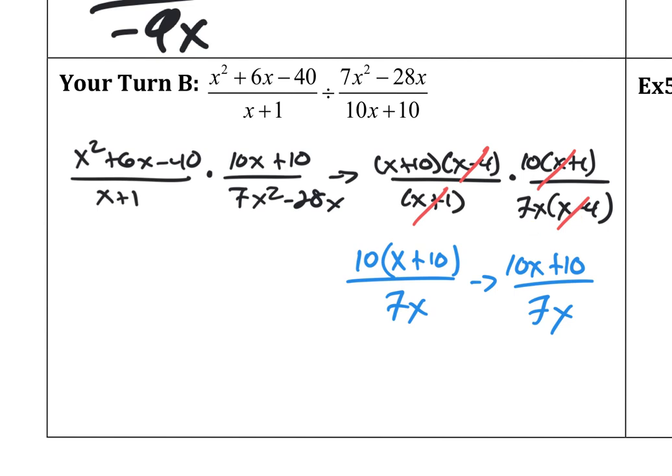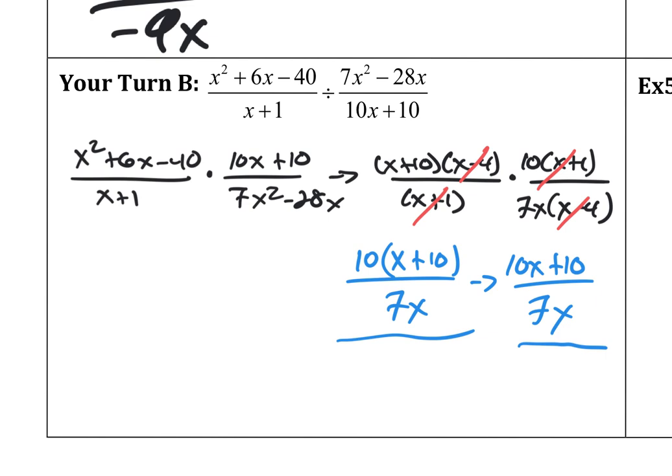From there, I went ahead and cross-canceled. We cross-canceled the x minus 4s. We cross-canceled the x plus 1s. And then I wrote it down. We have two acceptable answers. We have 10 times x plus 10 over 7x, or because there's not that much to multiply, it'd be reasonable to multiply it and get 10x plus 10.